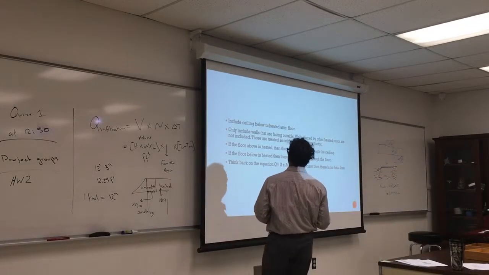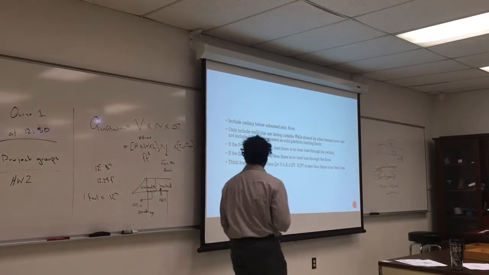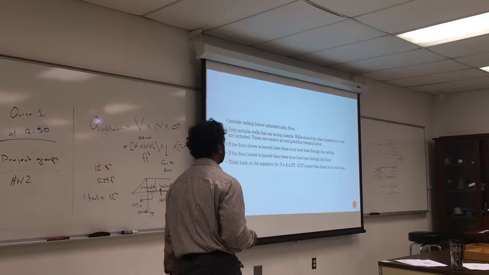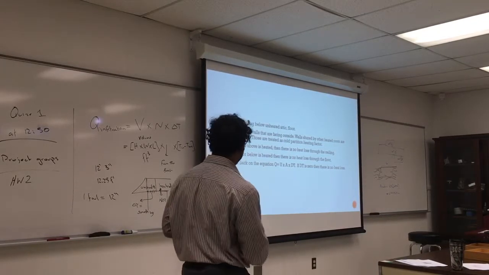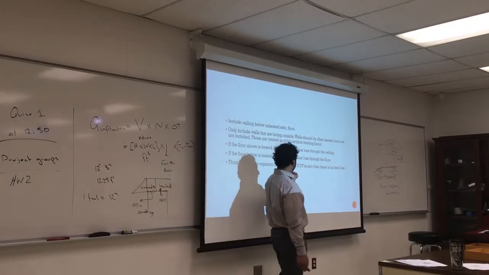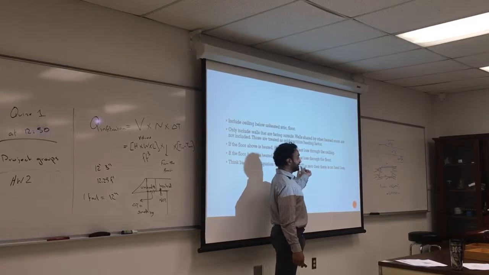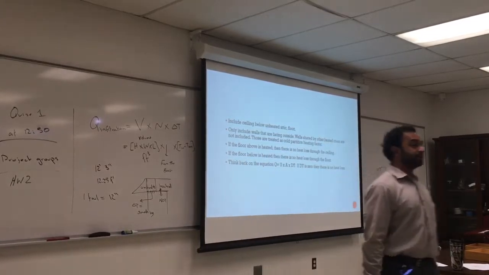If the floor above is heated, then there's no heat loss to the ceiling. If the floor below is heated, then there's no heat loss to the floor. Same idea, just think about the delta T here. Think back to the equation, Q equals U times A times delta T. If delta T is zero, then there's no heat loss. If delta T is one or two, still there's not a lot of heat loss.